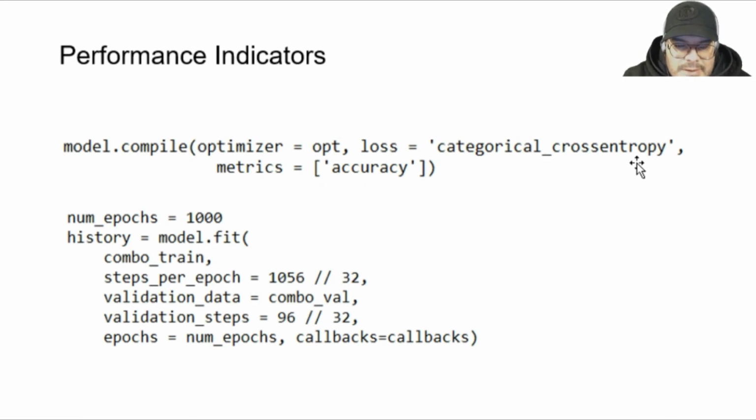And performance indicators. In this case, we compile our model using categorical cross entropy for the loss and accuracy for metrics. I did 1,000 epochs, but that's really going to stop much sooner with the callbacks. So we fit the model, we use combo train for training, and then for the validation data, we use the combination validation. And you can see here that the fraction that I used is divisible by 32 for both, so it was very convenient to do that calculation beforehand. And these are the results.